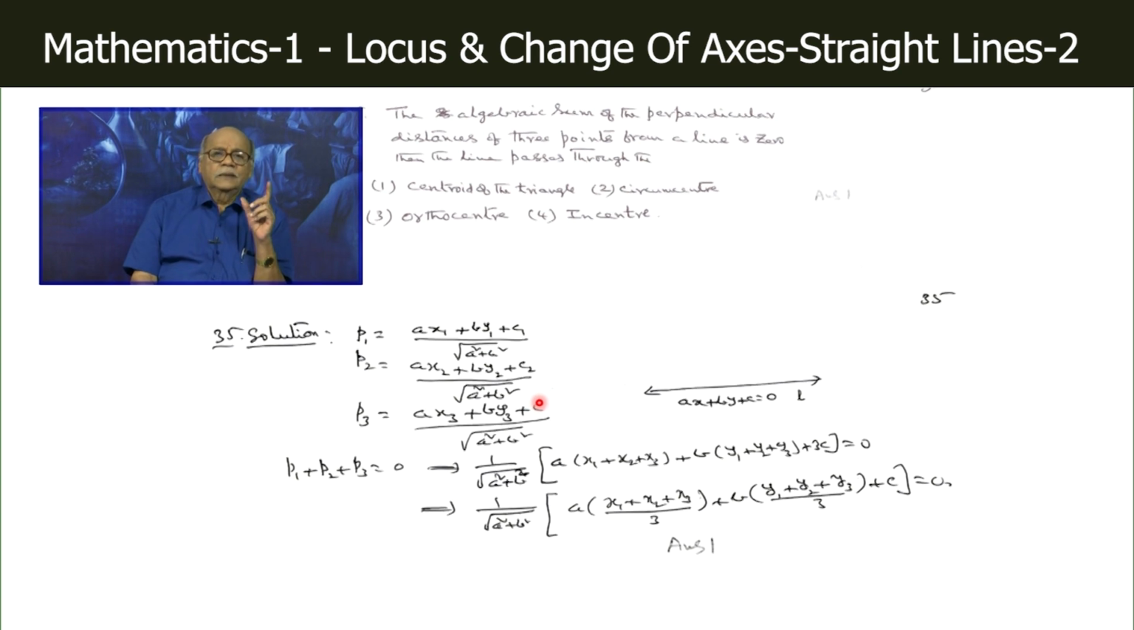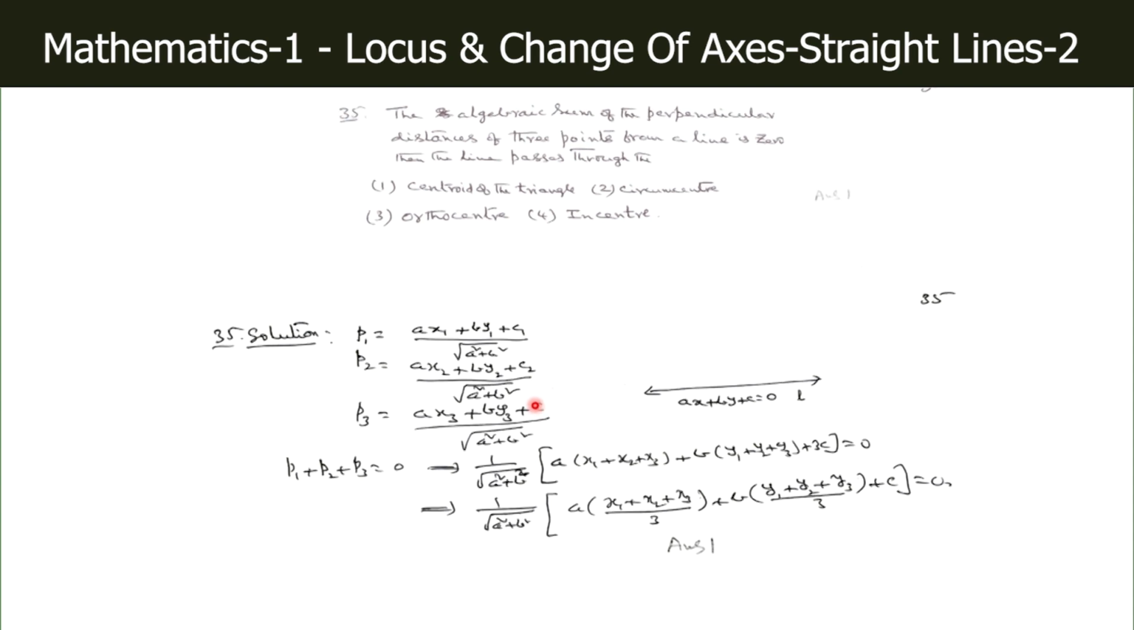Understand? Actual perpendicular distance is positive, which is mod of a x1 plus b y1 plus c by root over a square plus b square, the perpendicular distance of the line ax plus by plus c equal to 0 from the point x1, y1. But algebraic distance means without modulus. Whatever sign you get, we take that sign.